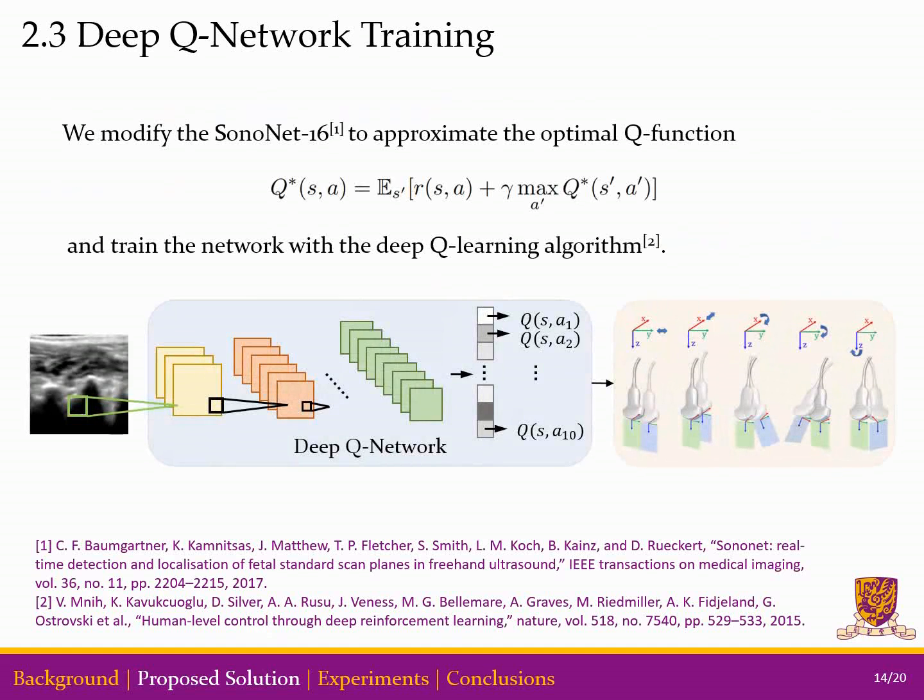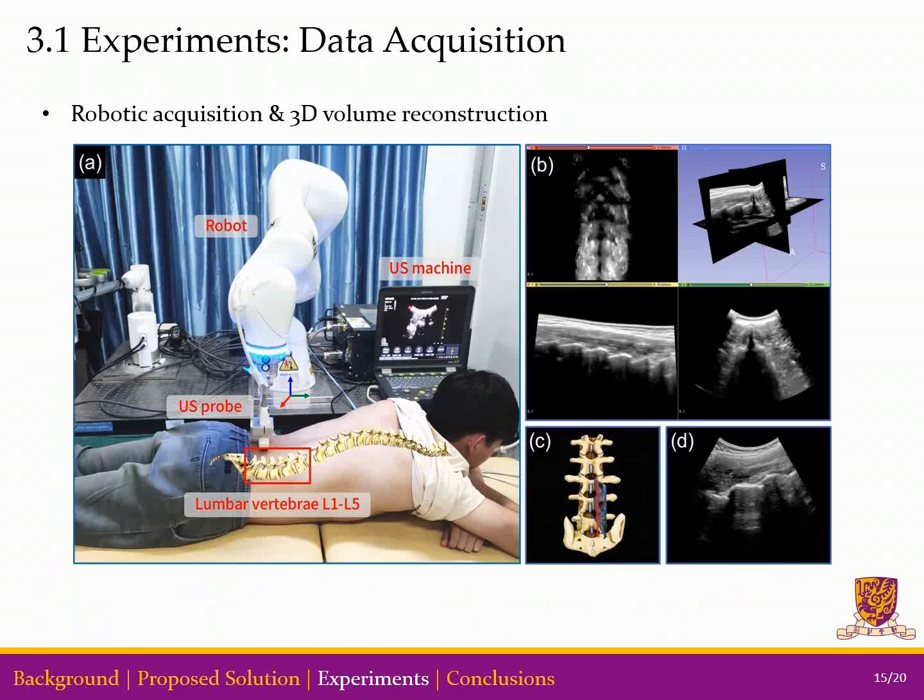Finally, we modified the SonoNet-16 to approximate the optimal action value function Q, and train the network with the deep Q-learning algorithm. The algorithm and training details can be found in the paper.